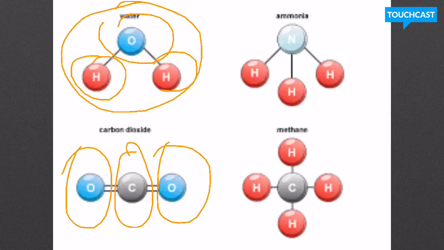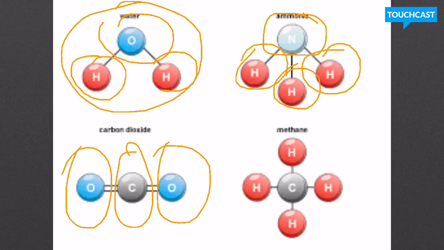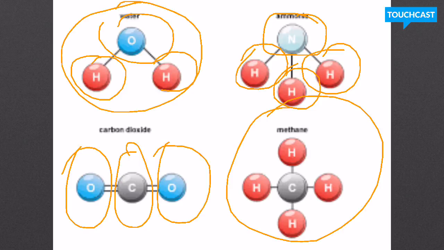Okay, ammonia is a cleaning agent that smells absolutely horrible. Never mix ammonia with bleach if you didn't know that. It creates a deadly gas and you could die. Okay, but it involves one atom of nitrogen and three hydrogen. And then methane, which is also a gas, it's four different hydrogens with carbon.